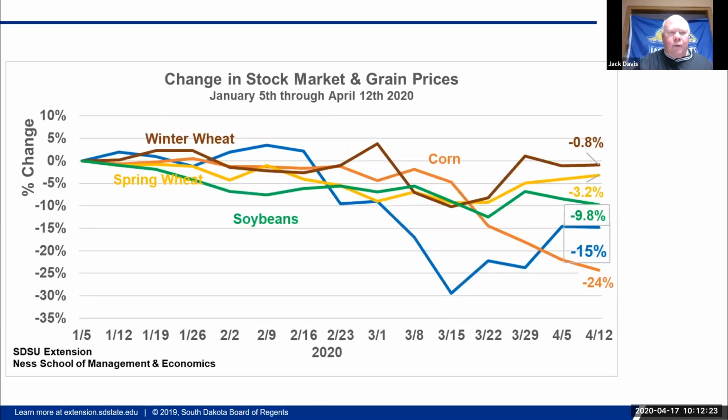We'll go to the grains. So the blue is the S&P, which I didn't have labeled here. Sorry about that. But we'll start at the bottom, and that is corn. Corn is down 24%. The S&P is 15%. Soybeans are down around 10, 9.8 here. The wheats have not gone down a lot. So spring wheat is down about 3.2%, and winter wheat just less than 1%.